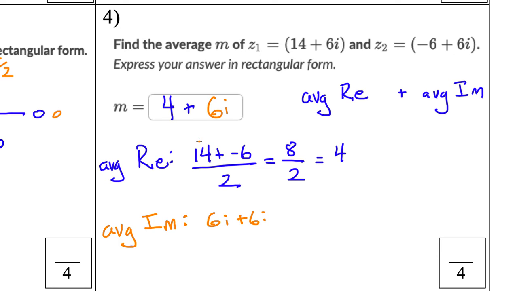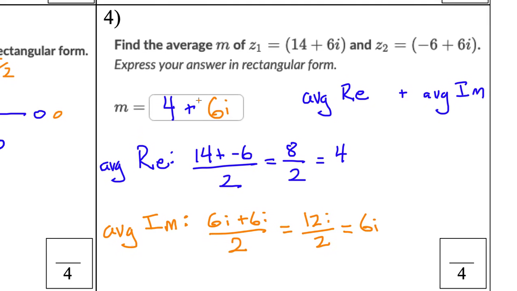If everyone has a 3, what's the average? It's a 3. Again, you can do it the long way, which is add them both together, divide by 2. You get 12i divided by 2, which is, again, 6i. You could have just told from the right beginning, though. And that's the final answer. That's it. Number 4. Moving on to number 5.